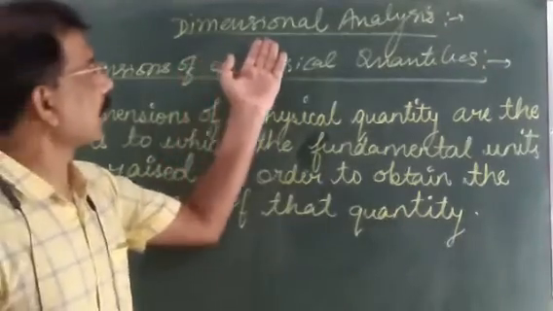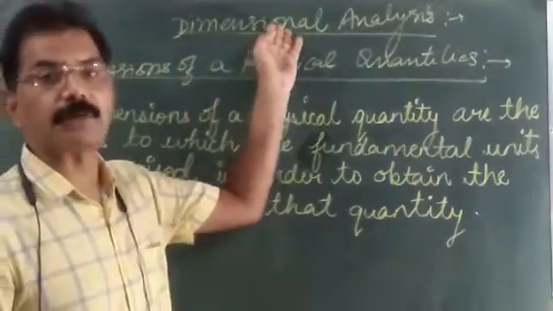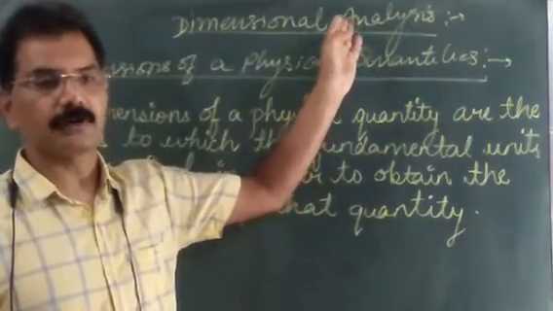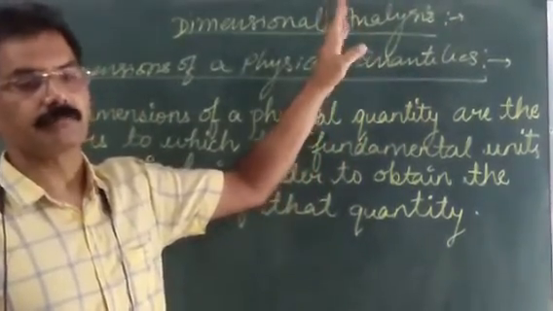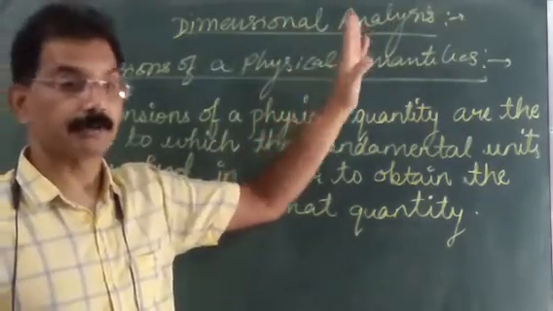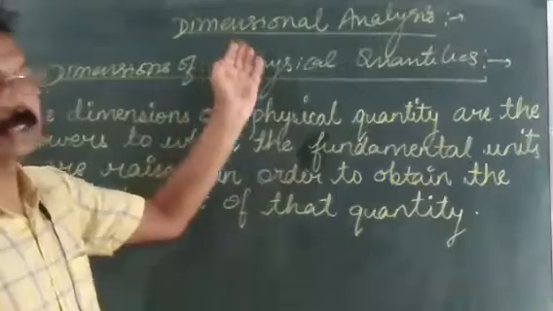Today I am going to start the new chapter, Dimensional Analysis. This chapter is very easy and it's also based on the previous chapter, like derived units and fundamental units, which I have already discussed. So how can we obtain the dimension?